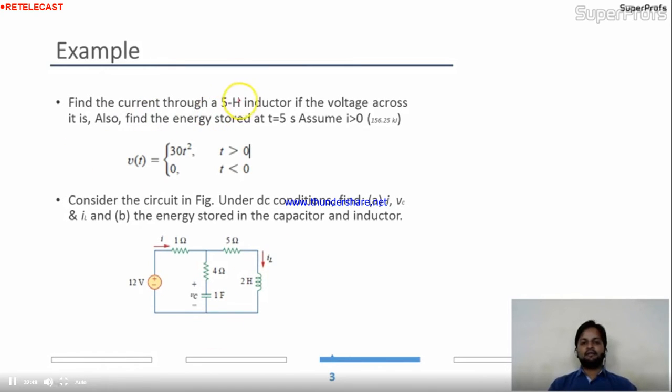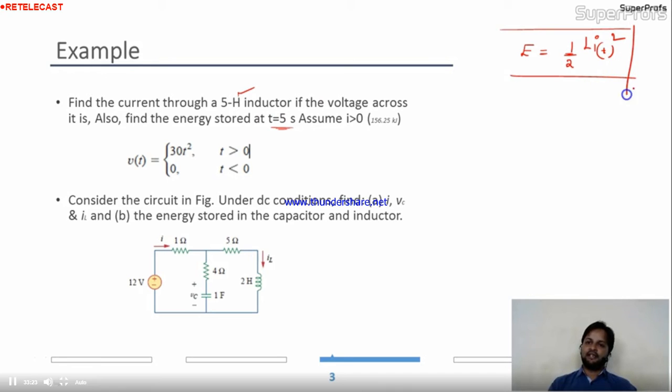Find the current through a 5 Henry inductor if the voltage across it is given, and also find the energy stored at t equal to 5 seconds. As we know, the energy at any instant in the inductor is half L i squared. So at t equal to 5 seconds we have to calculate, which means we require the value of i at t equal to 5 seconds.